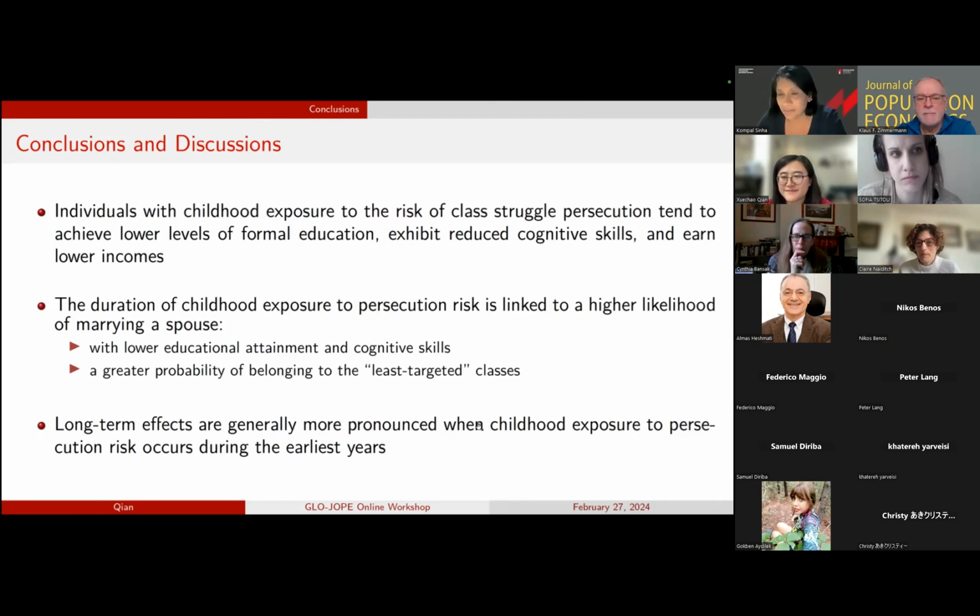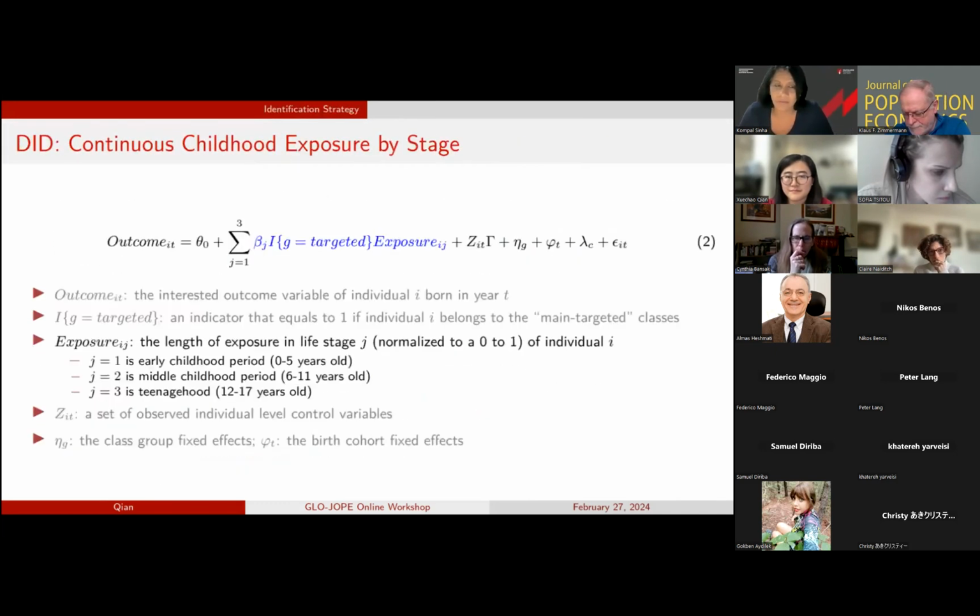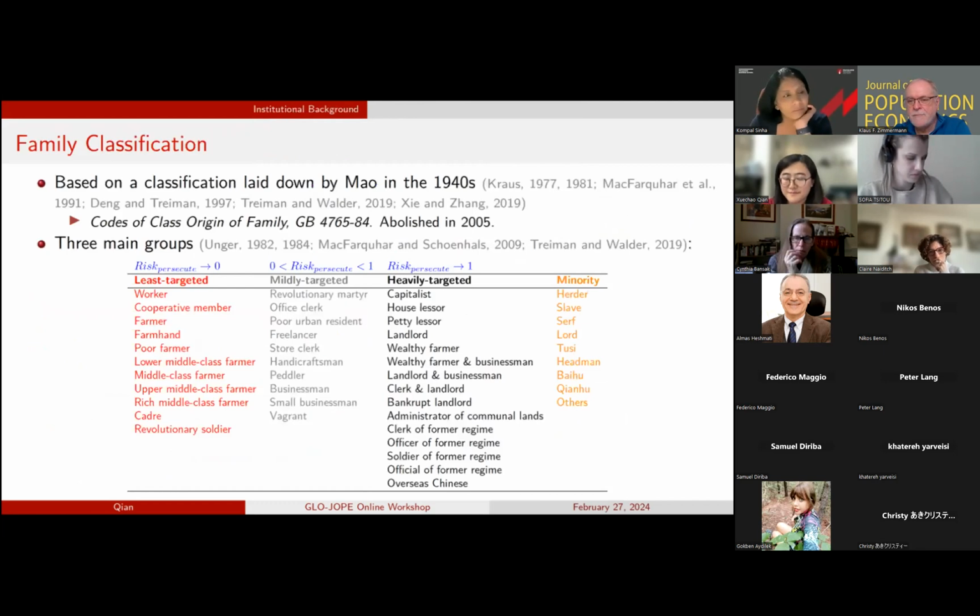Just a quick question. It was a very nice presentation, but just to clarify how you initially classify the groups into three main boxes, like the least targeted. Is there an official classification by the regime, or is it based on the relevant literature?